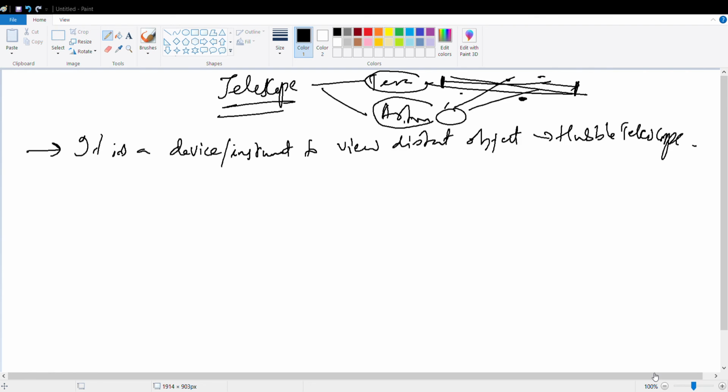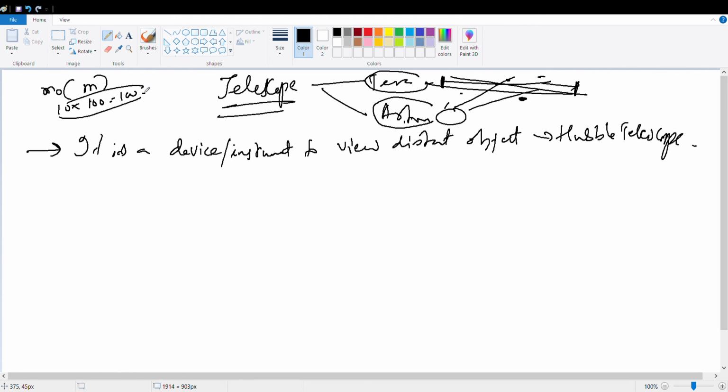Clear? Students, clear or not? Yes, sir. So the only difference is what? Compound microscope is additionally giving a what? ME, whatever you get, ME, MO is an additional magnifying power. So if it is 10x, if it is 100x, it is giving 10x, so total becomes 1000x. Clear? So this is normally used in biological labs. So it's called laboratory microscope. Compound microscope is also called laboratory microscope.